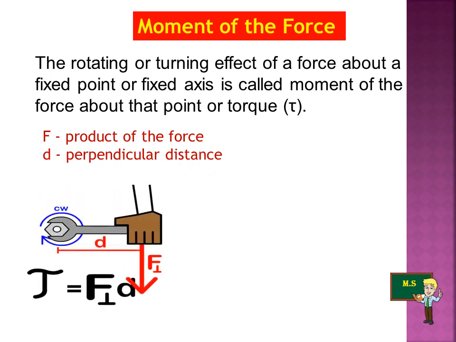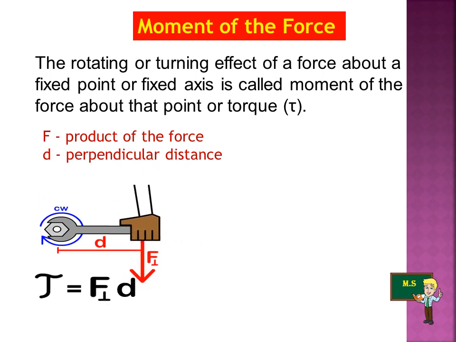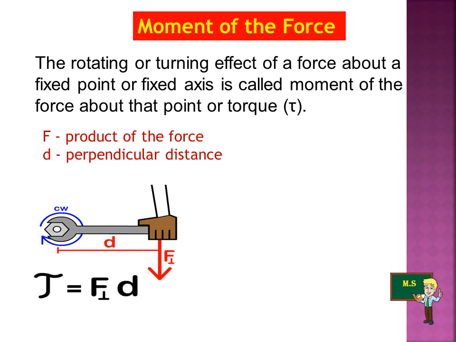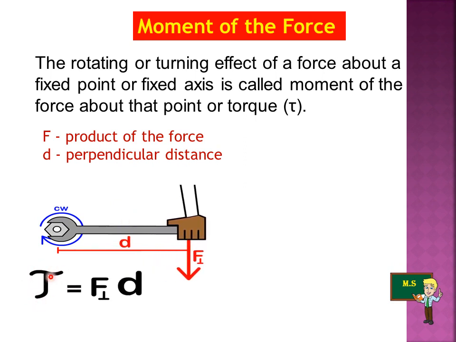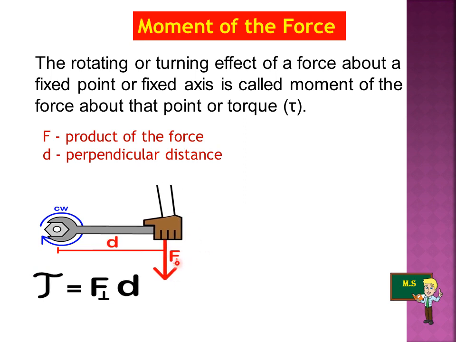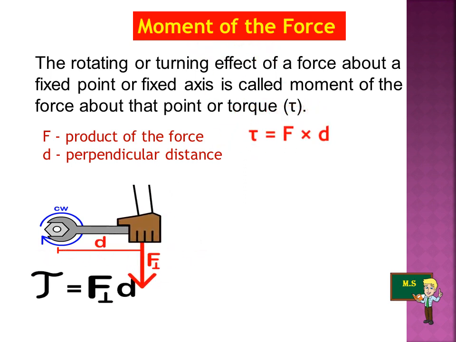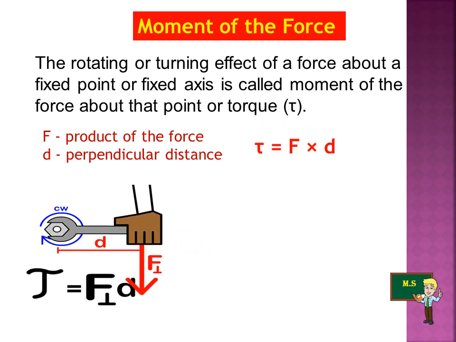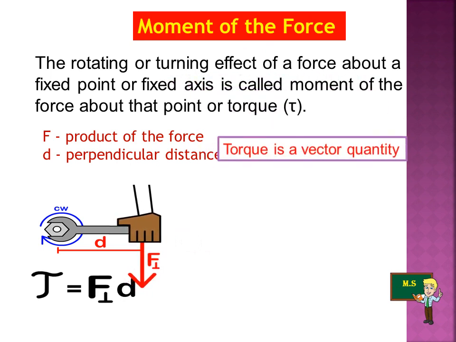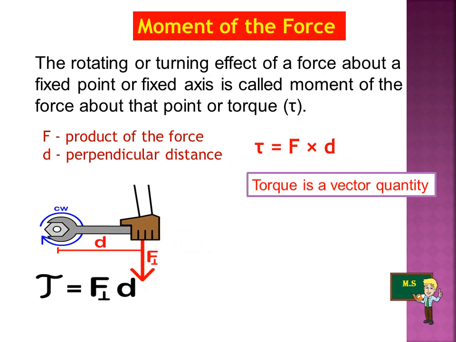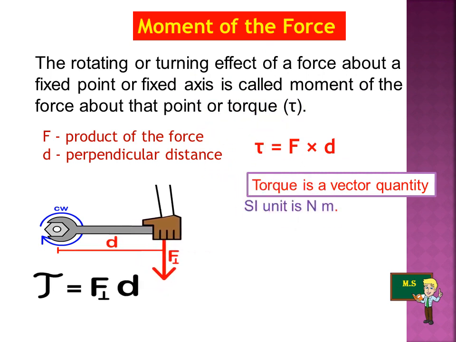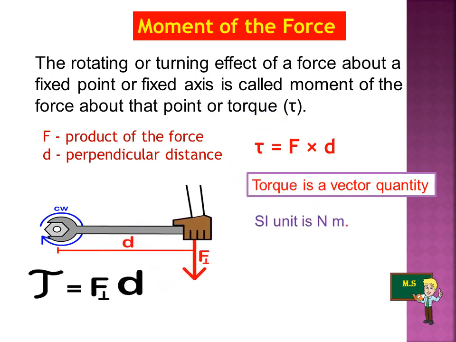Let me show a good working example for you. Here the torque is equal to F into D. That means the force into the distance. The torque is a vector quantity and the unit of torque is Nm, that is Newton meter.